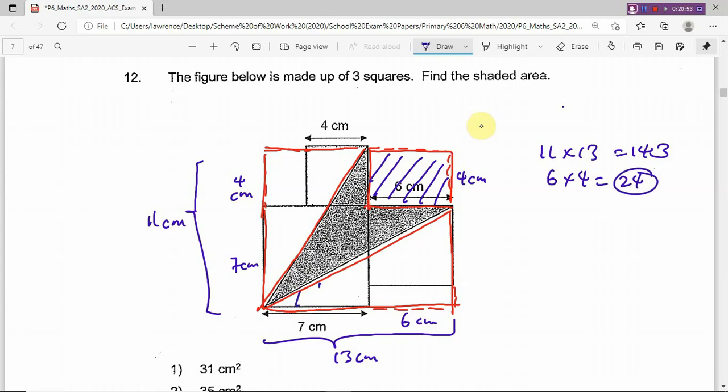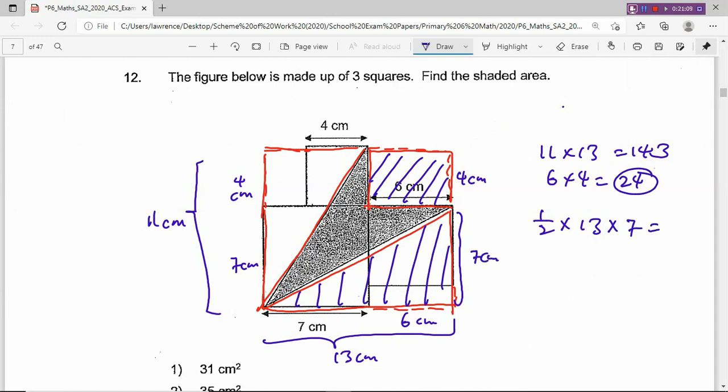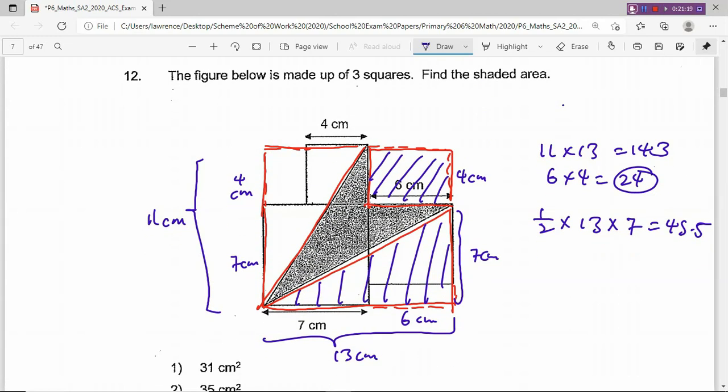Alright, then how do you find the area of this triangle? So you have half. You always start with the half first. Half to find the area of triangle. There's always a half in front. Then you times 13. And what's the height here? The height here will be 7. So half times 13 times 7, you get a decimal, right? So 13 times 7, then divide by 2, and you will get 45.5. So this is what you don't want.